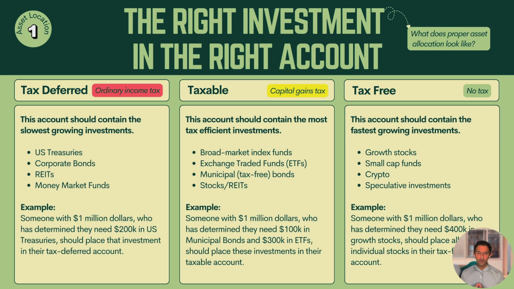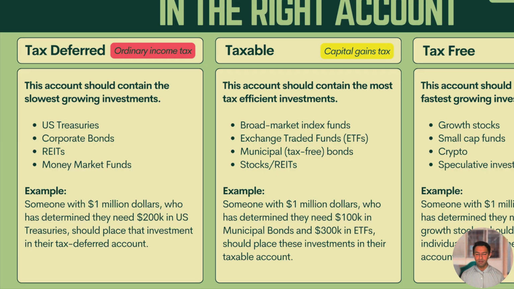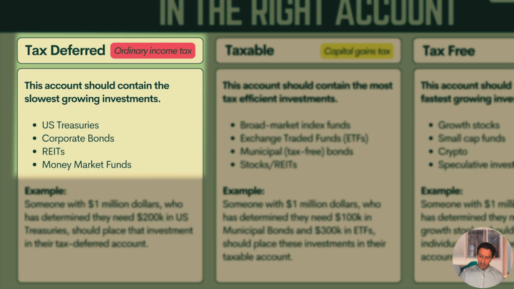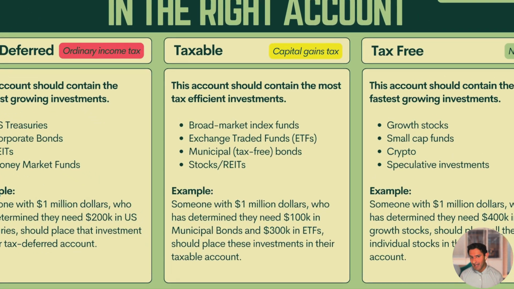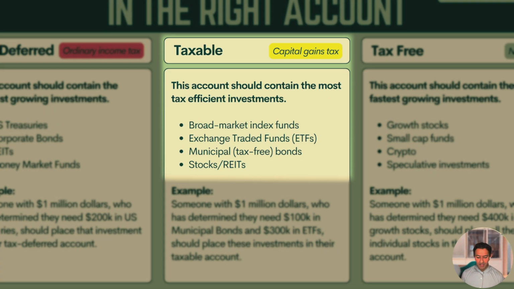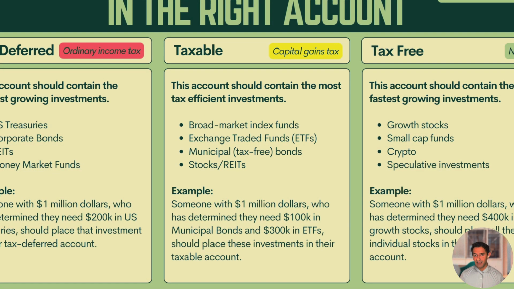Now, I want to give you a general framework so that you can understand this for your own portfolio. Generally speaking, in tax-deferred accounts, because they get hit with that high ordinary income tax, we want to put our slowest appreciating assets in that account. So things like US Treasuries, corporate bonds, REITs, money market funds. In our taxable account, we want our most tax efficient investments because we are paying tax as we go in that account. Every time we realize a gain, we're going to pay tax in that year. So we want things like broad market index funds in that account, ETFs, muni bonds. Stocks and REITs are also appropriate in this account because of that favorable long-term capital gains tax treatment.